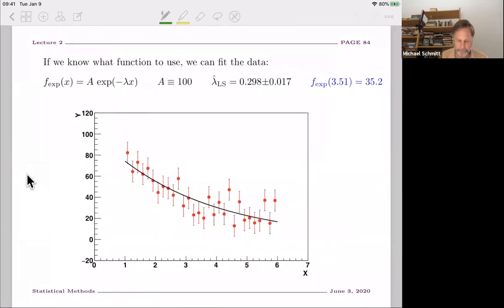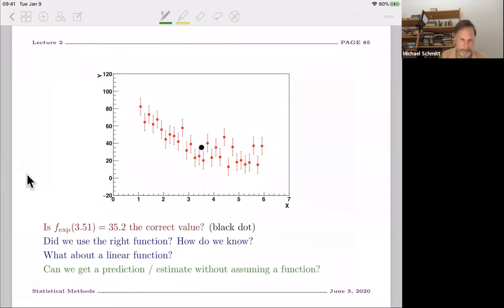Well, the obvious thing to do is to guess that this is an exponential function. I perform a least squares fit, and then I evaluate this black line, the fitted line, at the value 3.51, and I get 35.2 as a result. So that's the black point there. Is that a good idea? We've got these points, they're all kind of low compared to the black dot. Maybe people don't like that so much. Maybe we should fit a linear function. Maybe we should fit something else.